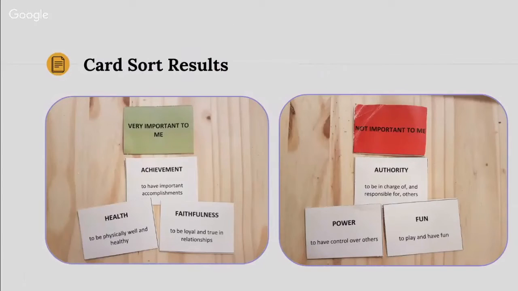And then the results. Both participants categorized as very important to them: achievement, health, and faithfulness. The only word from the product values list that showed up as very important was family, and that was only for one of the participants. None of the other words were deemed very important. I would have liked to have had more participants to be able to explore this further.